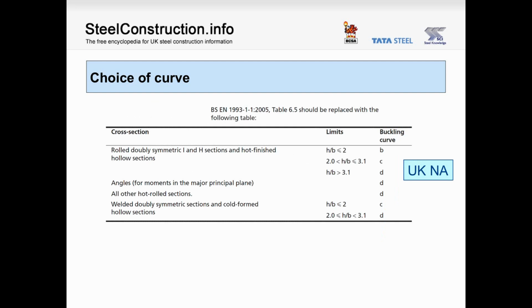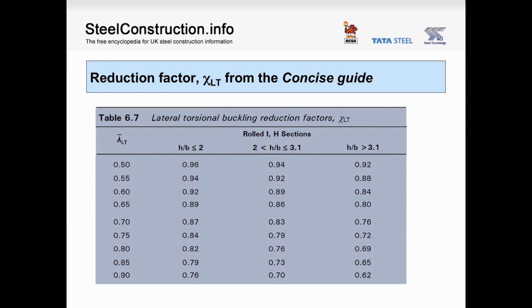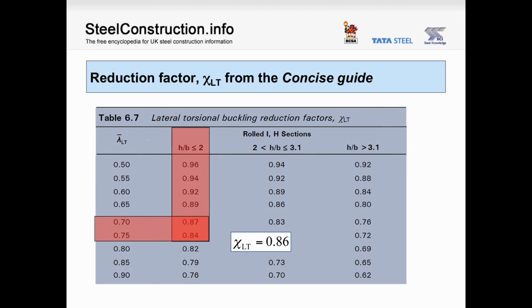We then need to choose a curve. So we would turn to the UK National Annex. We know we have a rolled section. We need to determine the H over B ratio. In this case it's a universal column, so H over B is approximately 1. It's certainly less than 2, and therefore we would select buckling curve B. Again, we can use a convenient lookup table. So for H over B less than 2, and with a little bit of interpolation, we can extract the value of the reduction factor KLT as 0.86.